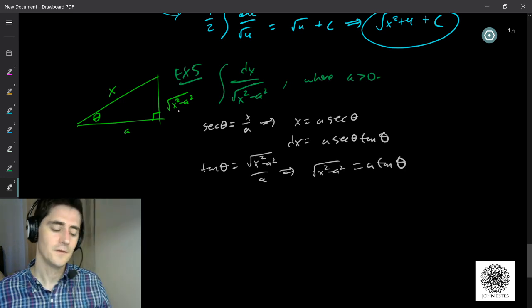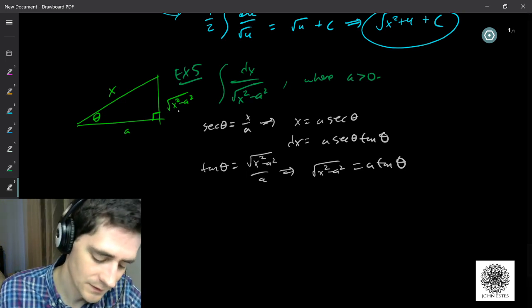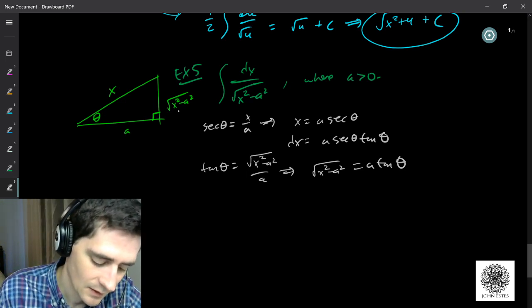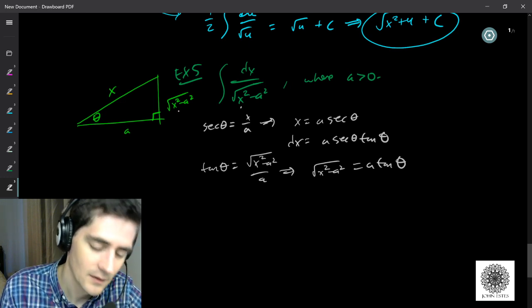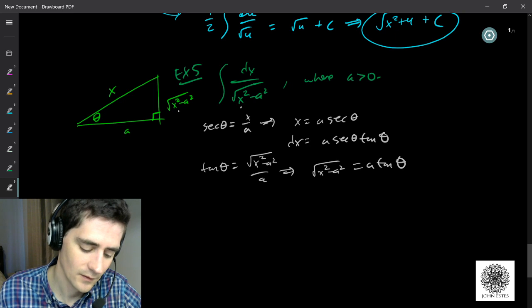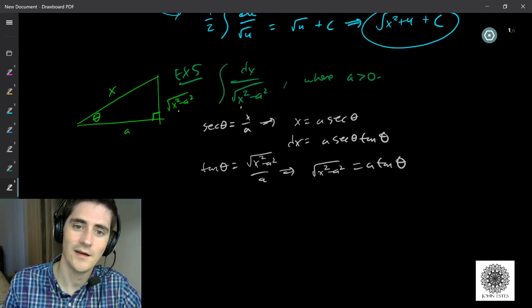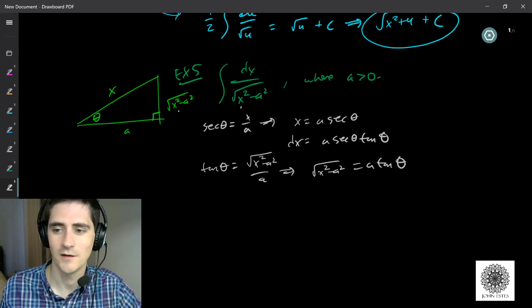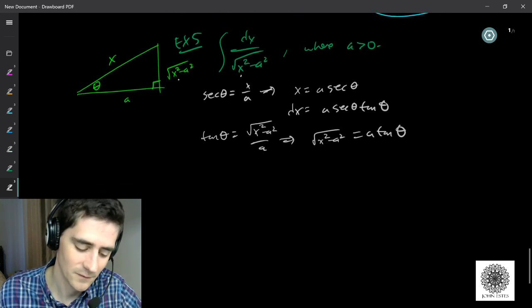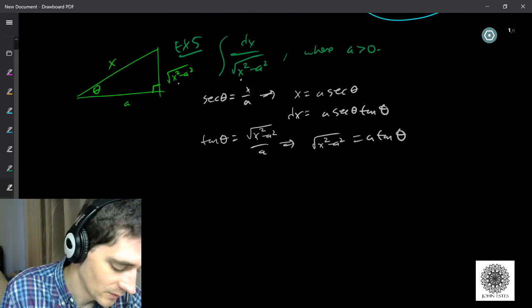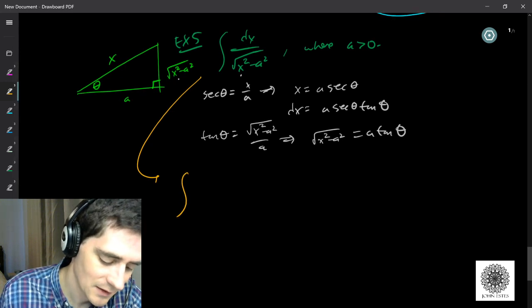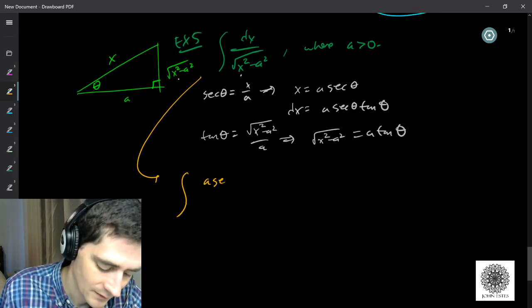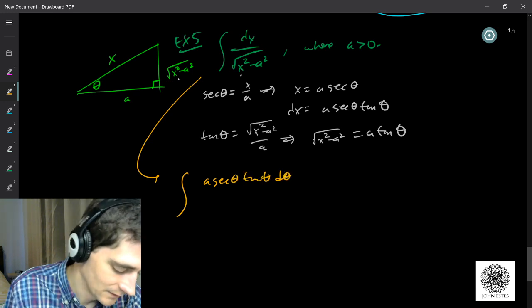And don't forget, if you really wanted to, you could always plug in a secant squared theta for x squared here, and then evaluate, and it'll reduce down again to a tangent theta. I like using the triangle more, which is fine if you want to. All right, so now then my integral becomes what? Well, I changed dx to a secant theta tangent theta d theta. I left out the d theta again.